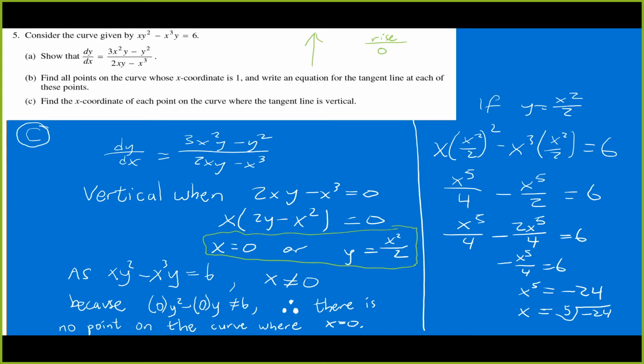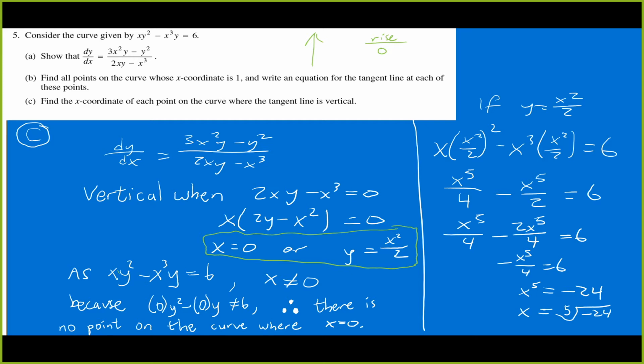We do know that x cannot equal 0 for our original problem, because if I plug in x equals 0 into our original problem, I'll get 0y squared minus 0y equals 6, which is 0 equals 6, which is not true. Therefore, there's no point on the original curve that would make our slope undefined in this way if x is 0, which means we'll have to use this y equals x squared over 2 in order to make it work.